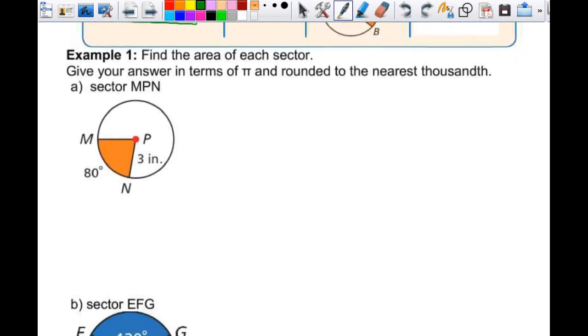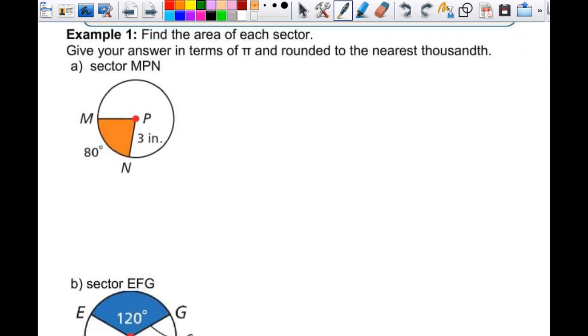Alrighty, so now we're going to find the area of each sector, but I'm going to change this one. I decided I wanted a different number here after I did this. We're going to change this 3 inches to 2 inches, so just change the 3 to a 2. That way our work comes out a little bit different. And we're going to start by writing down the formula. Measure over 360 is equal to the area of the sector over pi r squared.